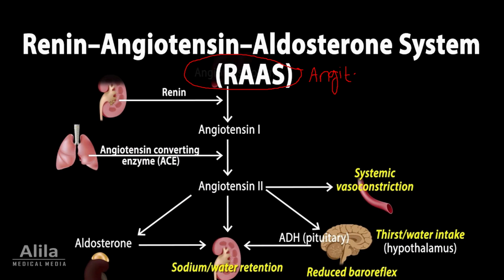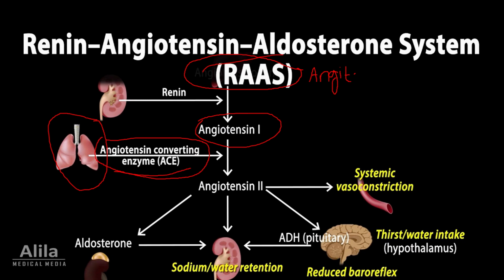The prorenin is a precursor and an inactive enzyme. Once the prorenin is converted into renin, renin is the active enzyme. So renin converts angiotensinogen into angiotensin 1. At the same time, from the lungs, the angiotensin converting enzyme is released. Once the angiotensin converting enzyme is released, it converts angiotensin 1 into angiotensin 2.